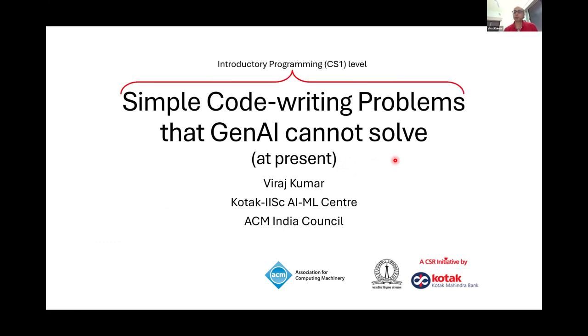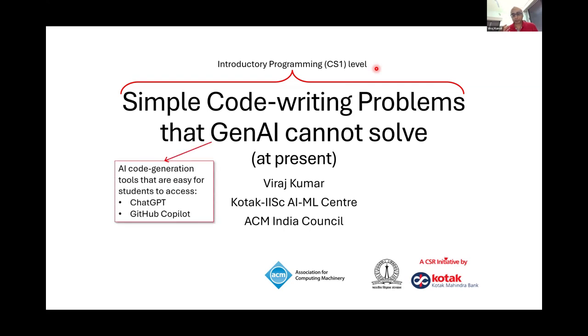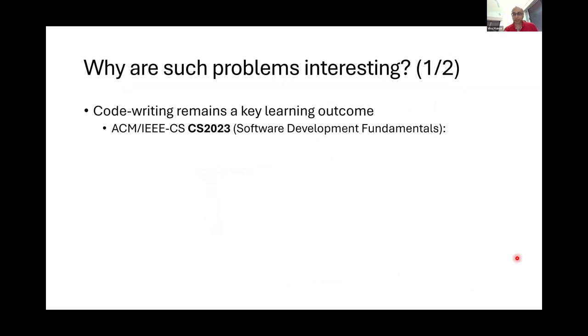When I'm talking about simple code writing problems, I'm really focused on the introductory CS1 level problems. I do think these ideas could be extended further, but I have only explored them in this context. When I talk about GenAI tools that cannot solve such problems, I'm focused on tools that are presently accessible to our students, tools like ChatGPT, tools like GitHub Copilot. Once again, I do see possibilities for advancements in these areas where potentially this approach may not work quite so well.